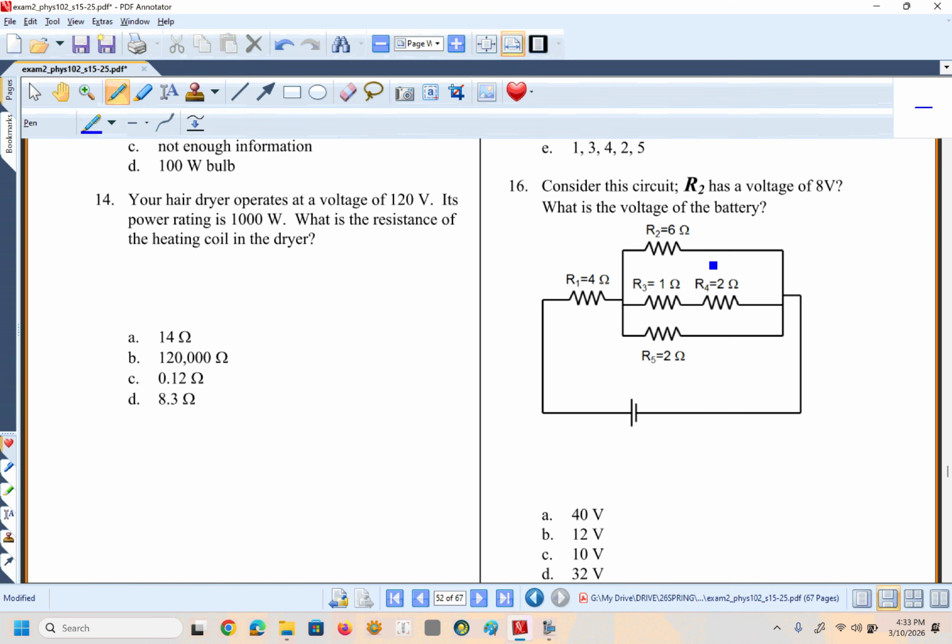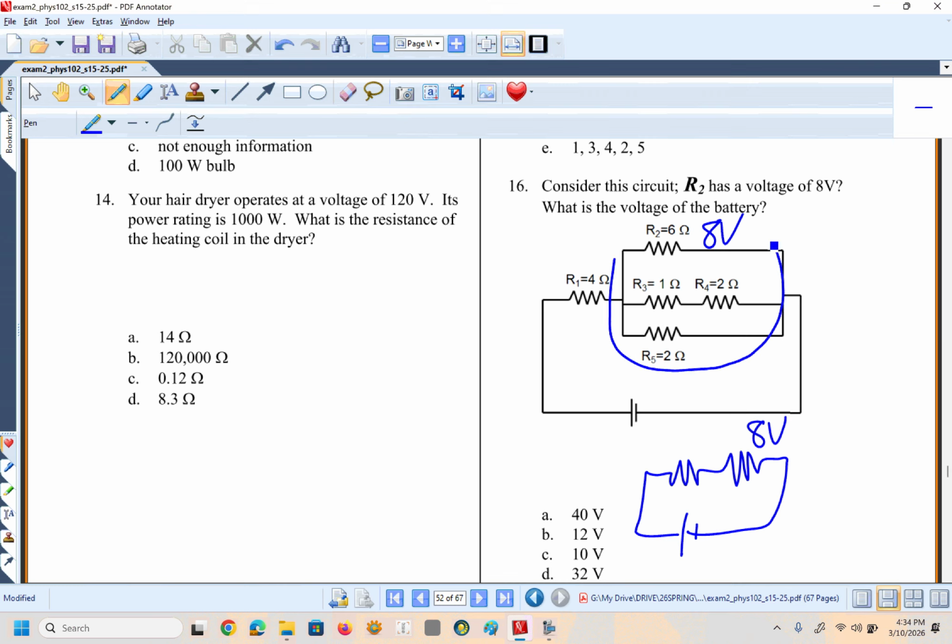Okay, so R2 has a voltage of 8 volts. Shouldn't be surprised. You will have one like this where I give you a voltage of some embedded device, a resistor or a capacitor, and then you have to determine something about the other voltages. But in this case, R2 has a voltage of 8 volts. The best way to look at this is to think about the equivalent circuit, where this resistor is going to have 8 volts. And then what is the resistance of that resistor? That is, what is the equivalent of this whole thing right here? Well, that's a 6, 3, and a 2 in parallel.